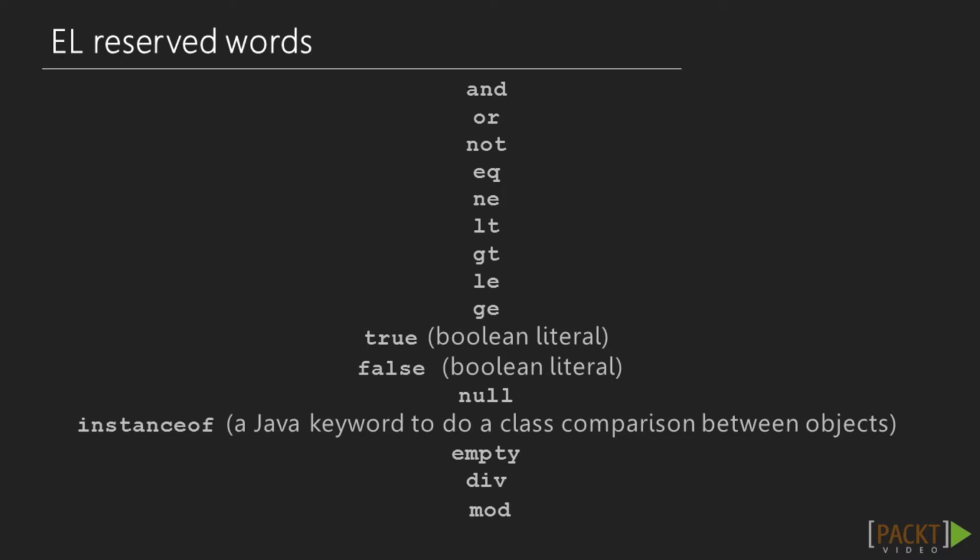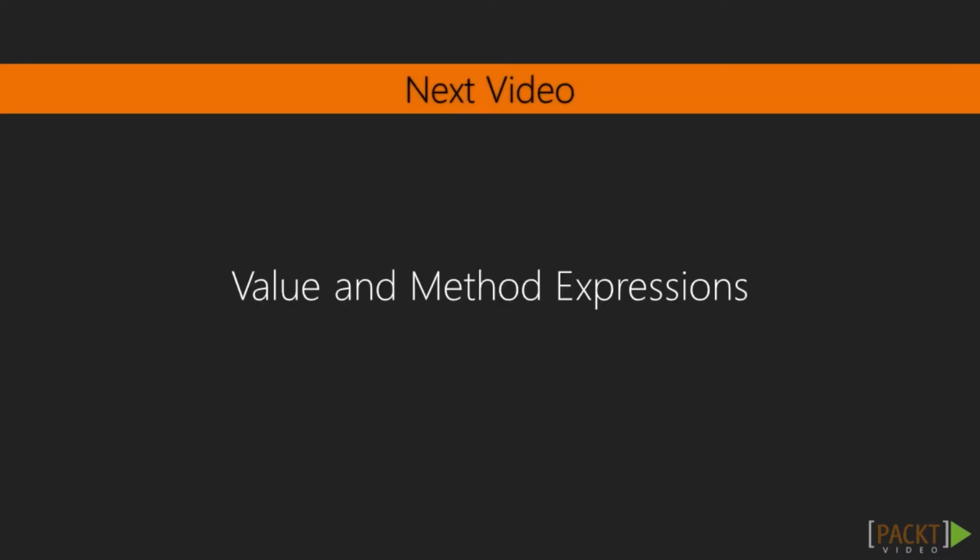So in this video, we have covered the main aspects of EL syntax. We have discussed EL operators, such as arithmetic, relational, logical, and so on, continued with symbols used to write EL expressions, and finished with the list of precedence of operators and reserved words. In the next video, we will discuss value and method expressions, so join me there.